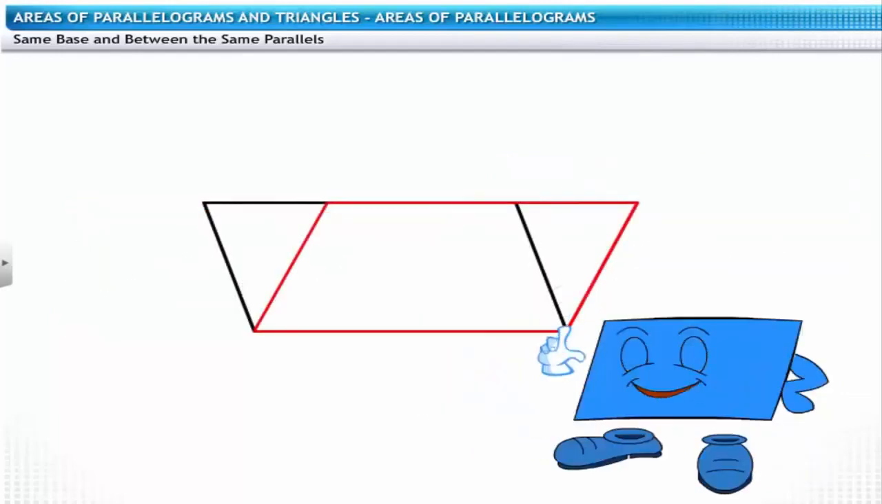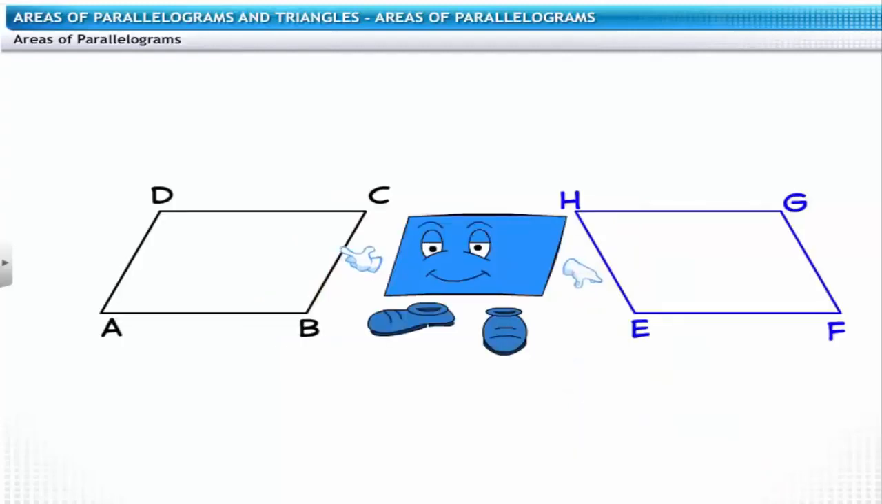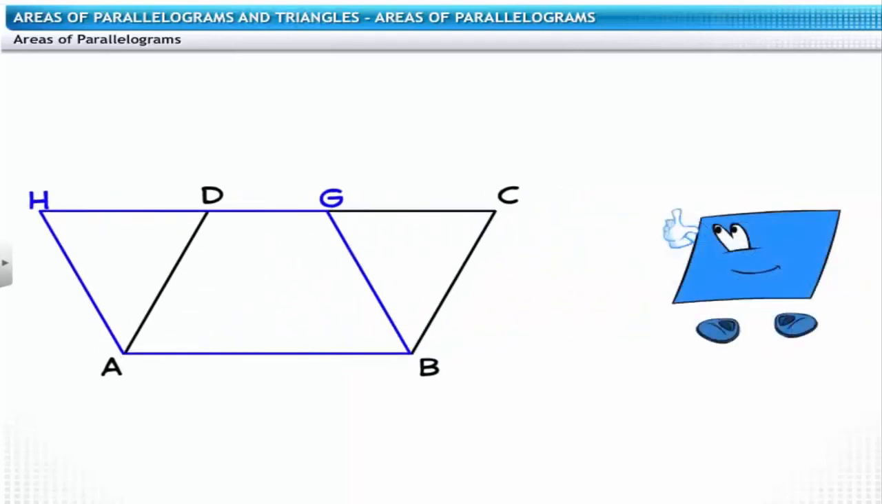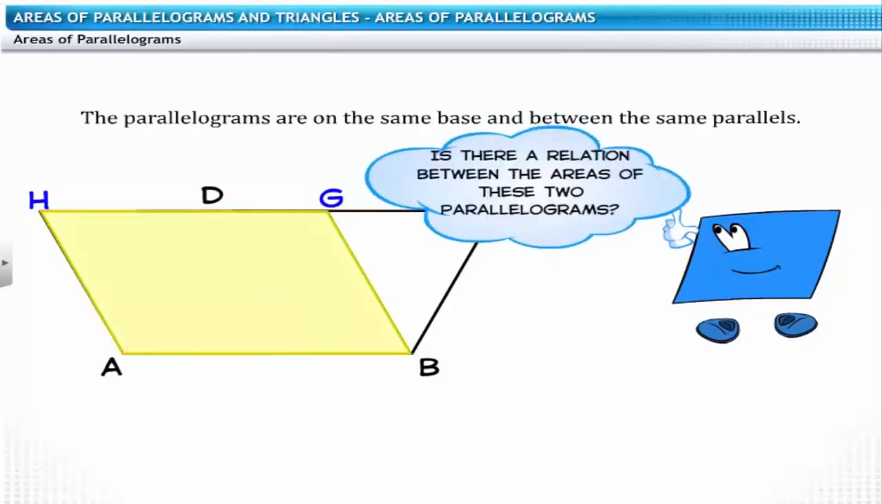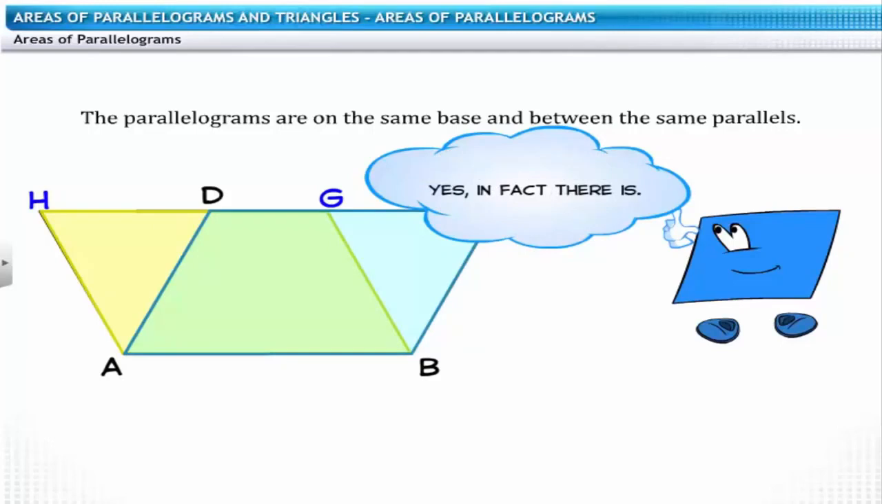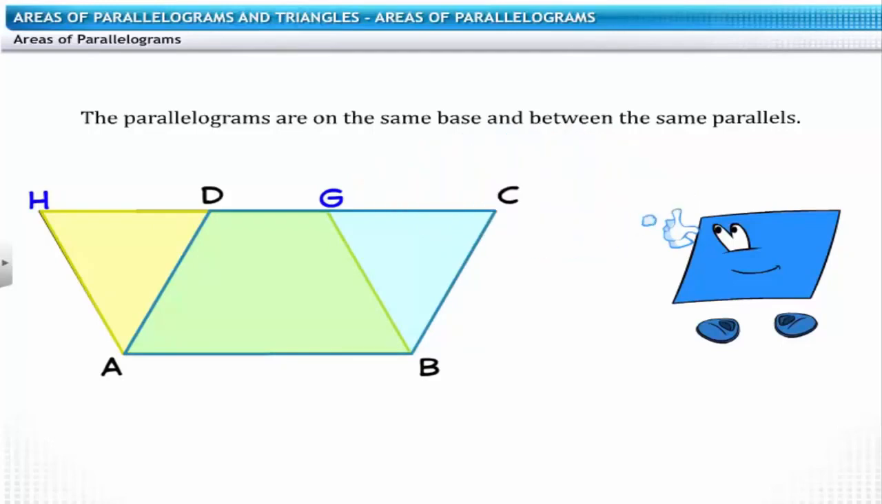Next, we'll discuss parallelograms that are on the same base and between the same parallels. Here are two parallelograms ABCD and EFGH. Let's rearrange these parallelograms. The parallelograms are now on the same base AB and between the same parallels AB and CH. Do you think there is a relation between the areas of these parallelograms? Yes, in fact there is. Let's try to find it.